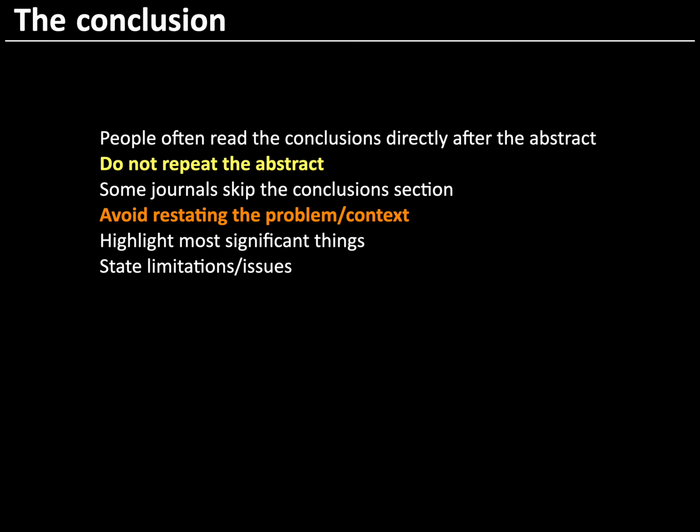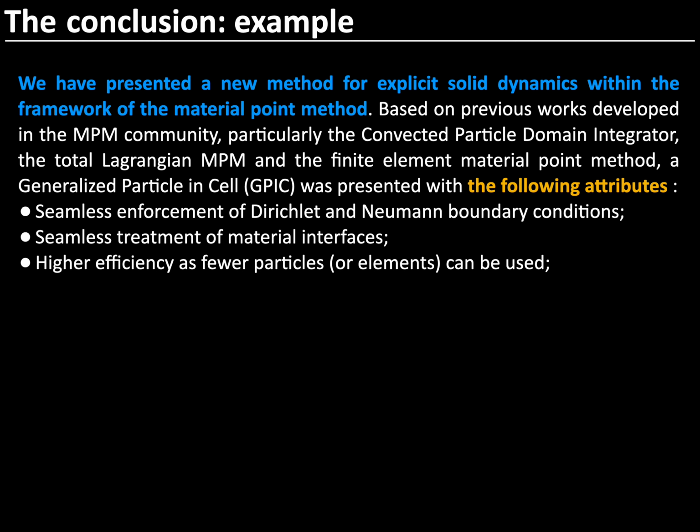Okay, you should instead highlight the most significant things, and state the limitations and issues. That's it. So I give you an example, of course, again from my paper. I start the conclusion with the sentence, we have presented a new method. So just in one sentence, I summarized everything we did in the paper.